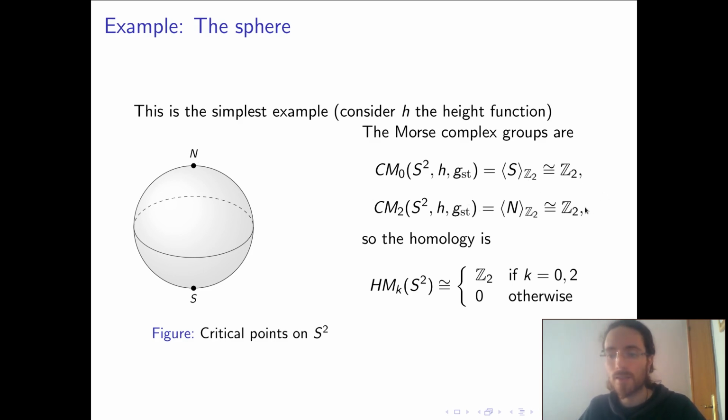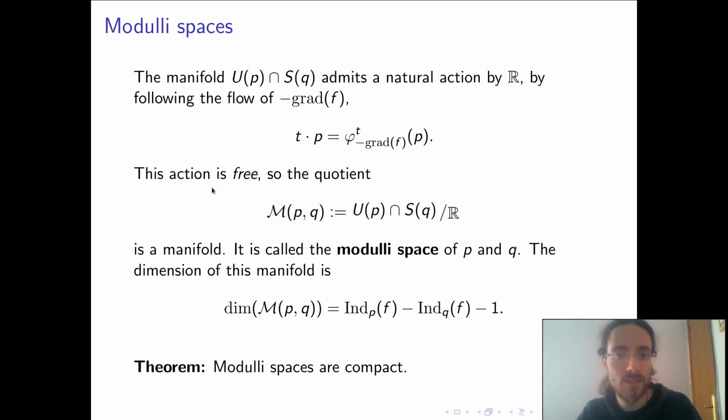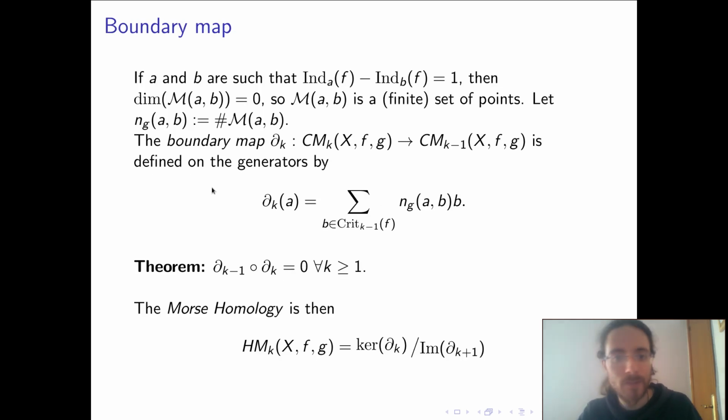In this case, we could define the boundary maps, but everything is 0 because you don't have any two consecutive Morse groups that are not trivial. What is worth thinking about is what is the Moduli space of N and S as defined here. So we can think about it.